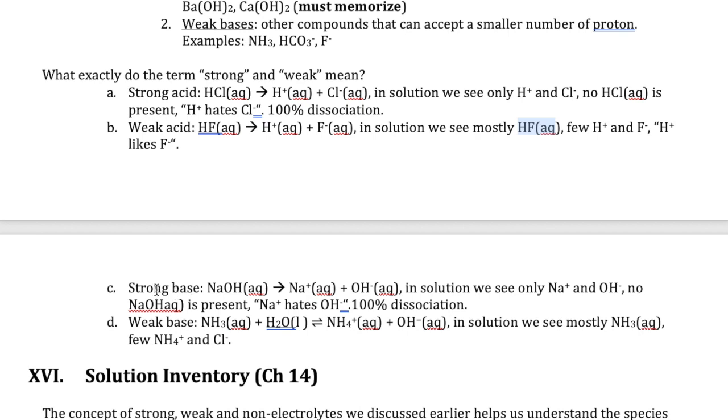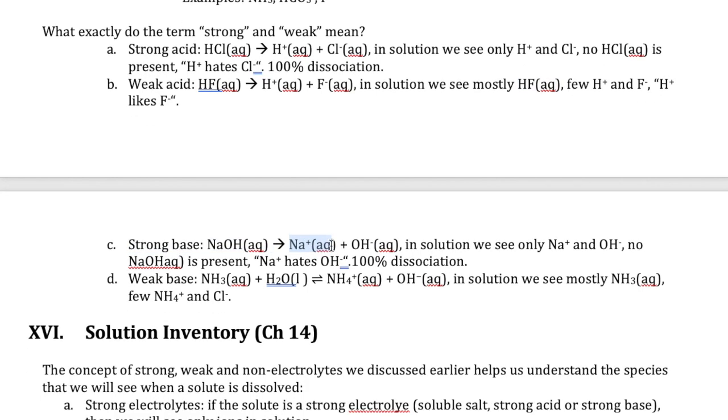With strong bases, it's sort of the same idea: Na plus and OH minus would be observed. If we put this in water, we wouldn't see the NaOH at all, whereas with weak bases, we can write this reaction and we notice that it forms these ions here, NH4 plus and OH minus, but what we will see in solution is mostly the NH3 species. We wouldn't see much of the NH4 plus and the OH minus. So the idea being that with strong acids, we would see mostly the products. With weak acids or weak bases, we would see mostly the reactants.